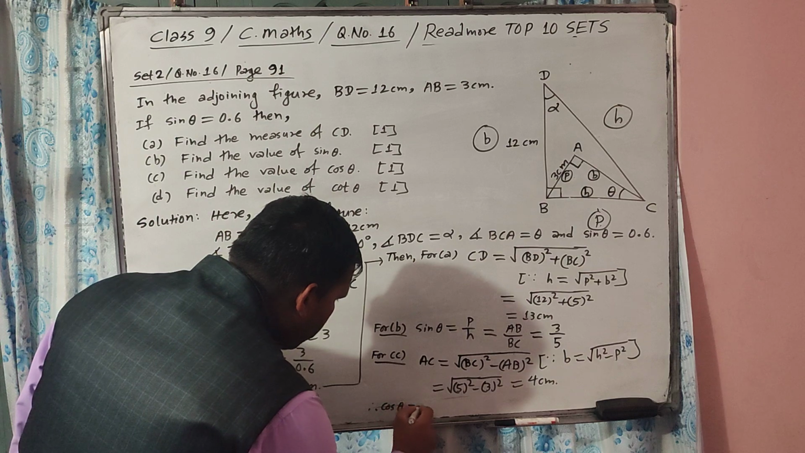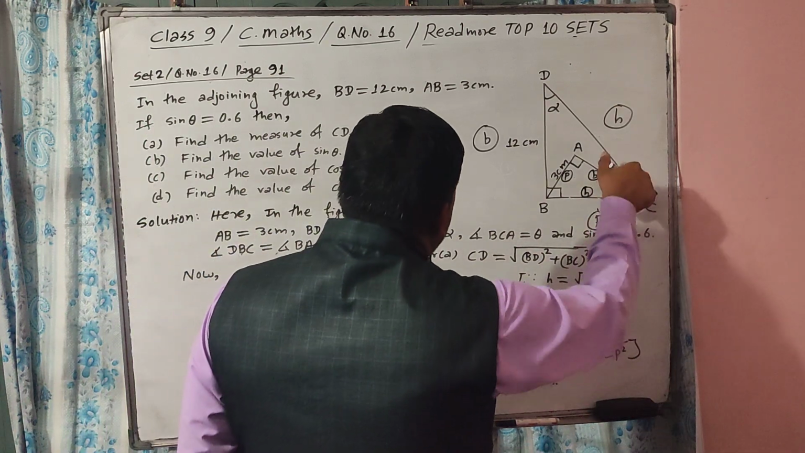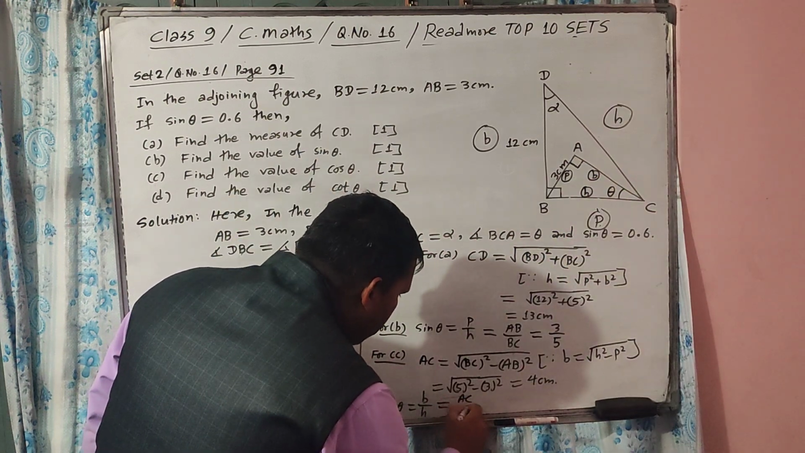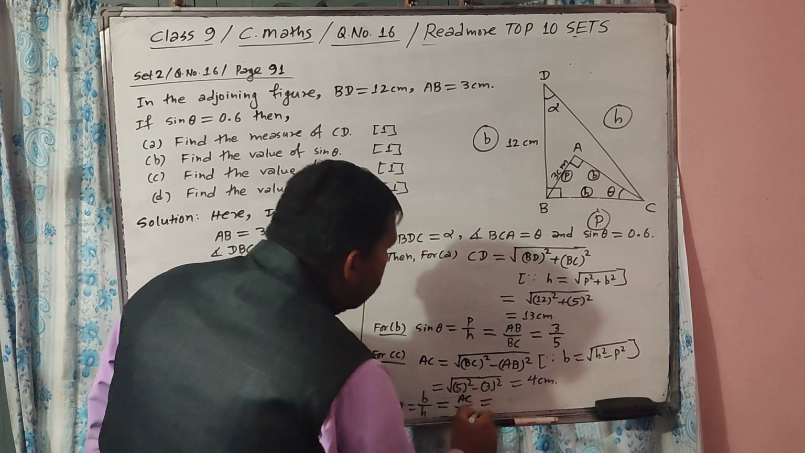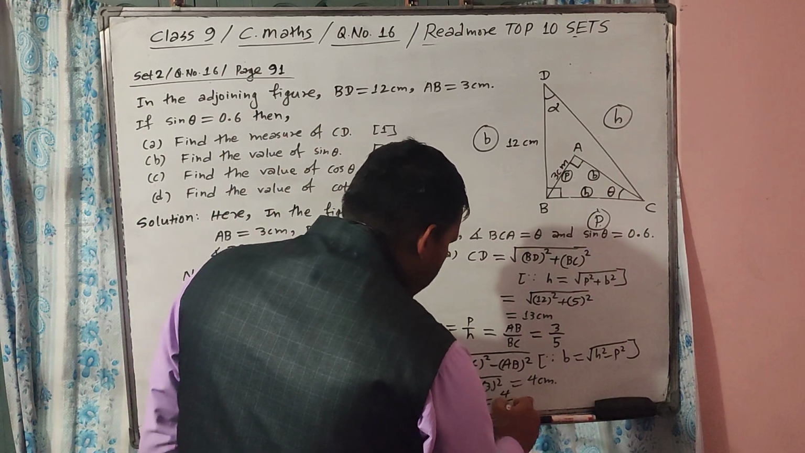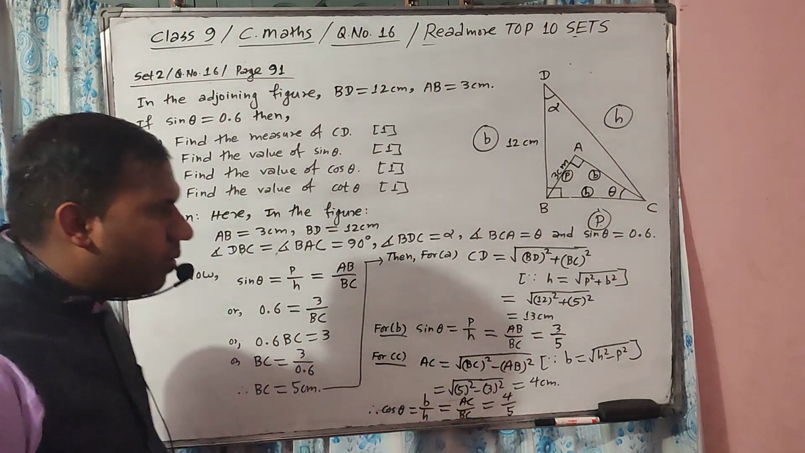After finding AC, we can find cos theta. Cos theta equal to B by H. With respect to theta, base is AC, hypotenuse is BC. So AC by BC. AC is 4 and BC is 5. So the value of cos theta is 4 by 5.